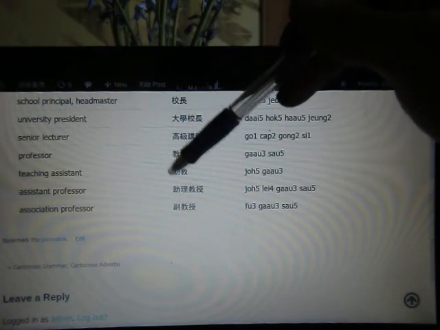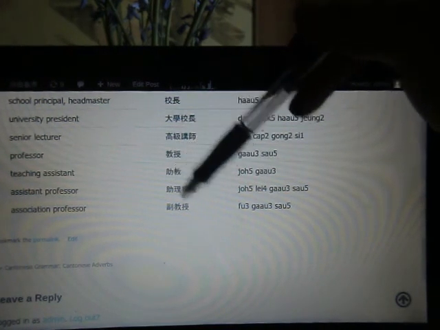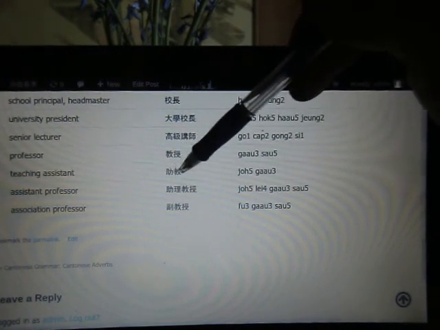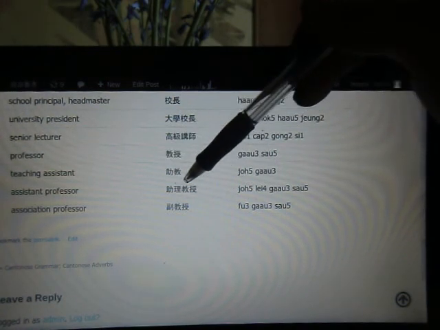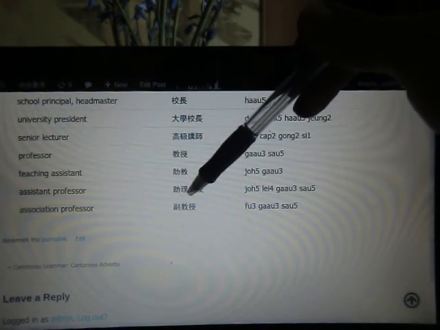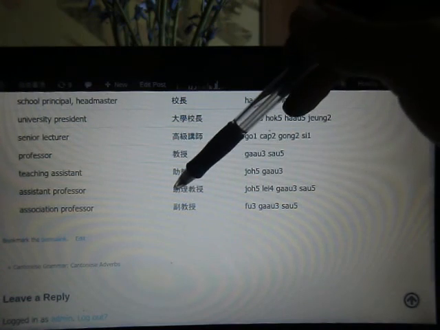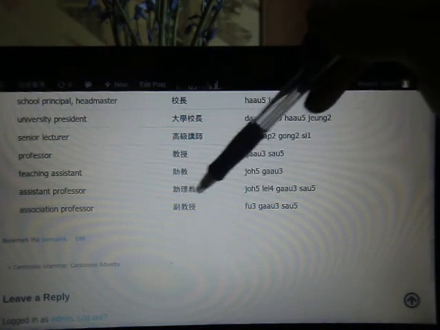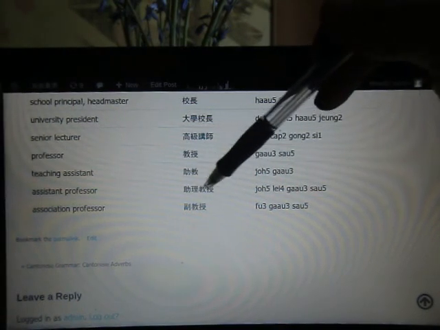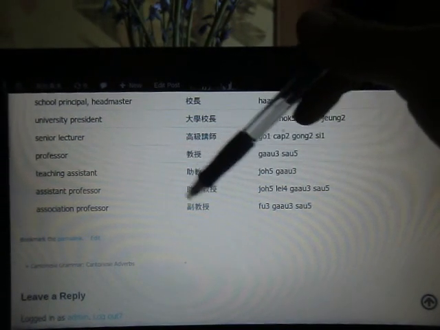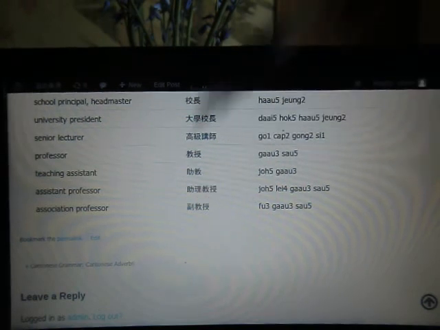Teaching assistant is 助教. 助 means to help, to assist. 教 is to teach. 助教, teaching assistant. 助理教授, assistant professor. 助理 is to take care of. 助 is assist. So assist the professor to take care of something. 助理教授, assistant professor. And then associate professor is 副教授.